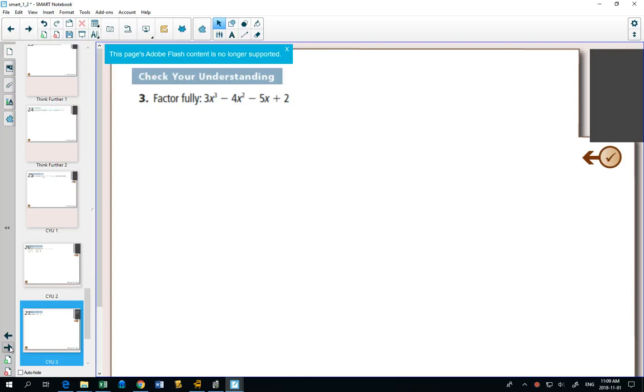Because what's our last number? A 2. So if we wrote them out, what are possibilities for that last number to be? 2 and 1. So the fact that this is a 2, they could be 2 and 1. Do they have to be positive? No. So it could be plus or minus 1 or plus or minus 2.